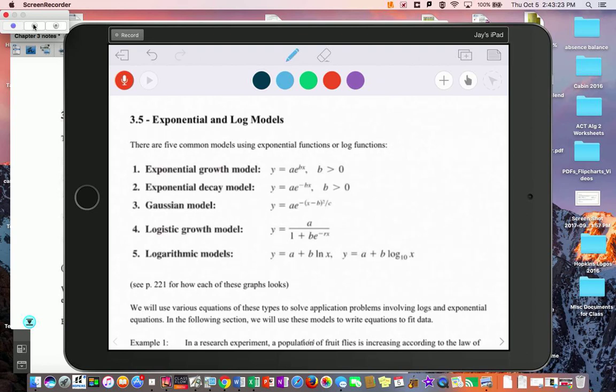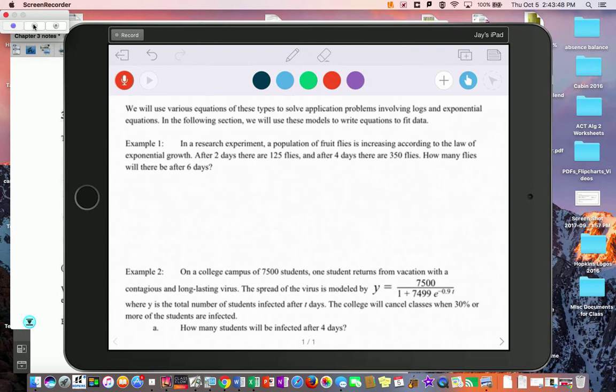For instance, this is the form that it takes on the calculator if you do a regression. These two, you just want to be able to work with them and solve for variables within the problem. That's about all you need to know about those. So we can go in and start.